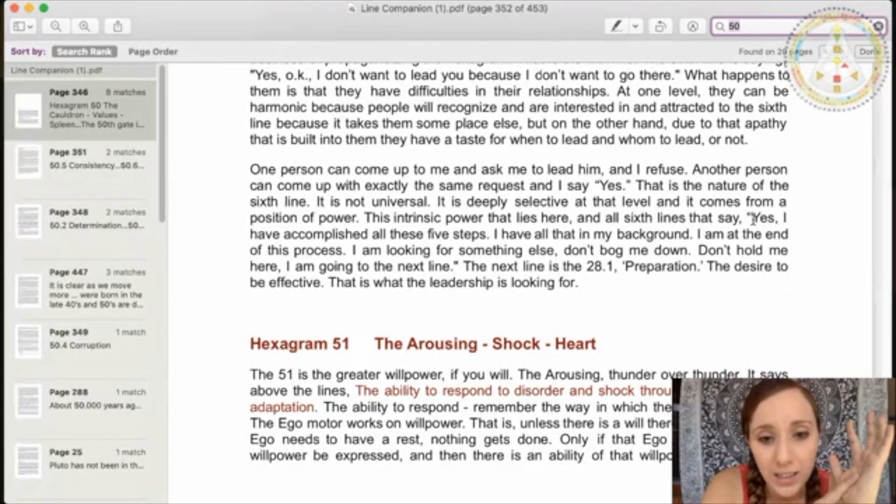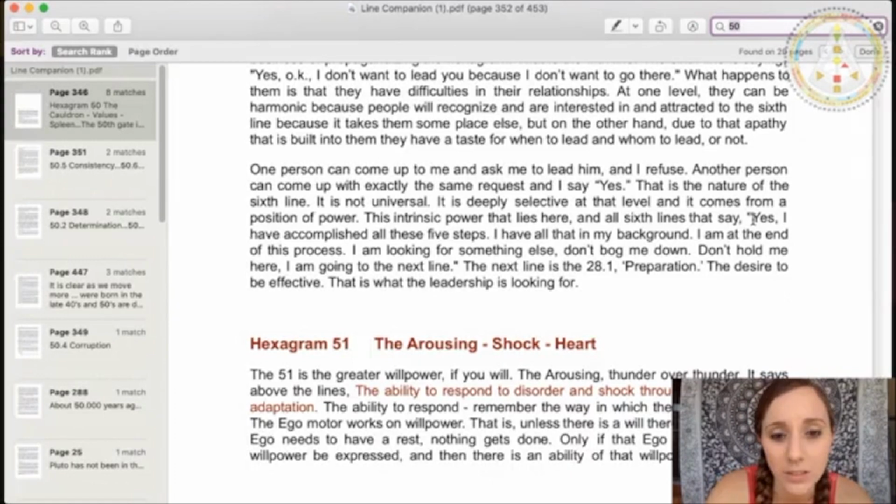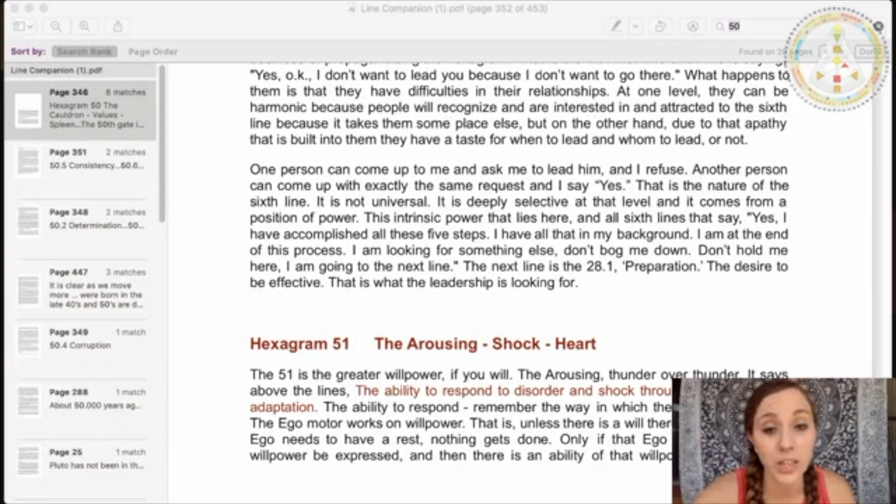the next line is the 28.1, preparation. It is the desire to be effective. That is what the leadership is looking for. It's looking for effectiveness of its leadership because you've maintained and understood this harmony. Now you're looking to prepare to be effective. Does that make sense? There's a lot of cool contemplation that you can go through in here to really suck out some of the juice and the marrow of this, right?